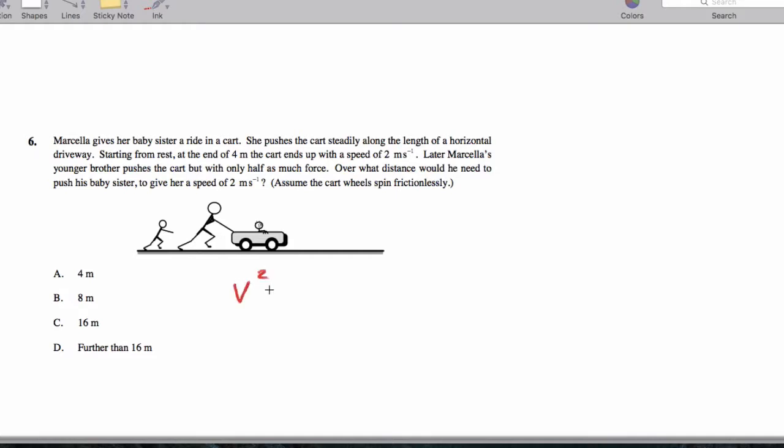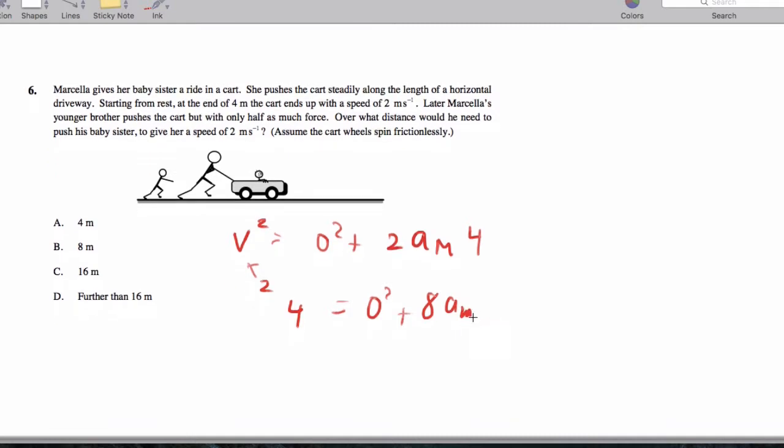We know that v squared is 0 squared plus 2 times a of Marcella times 4, that's s. And so v here is 2, so we're saying 4 is 0 squared plus 8 times the acceleration of Marcella. And so we're getting Marcella's acceleration is 0.5 meters per second squared. That's Marcella's acceleration.